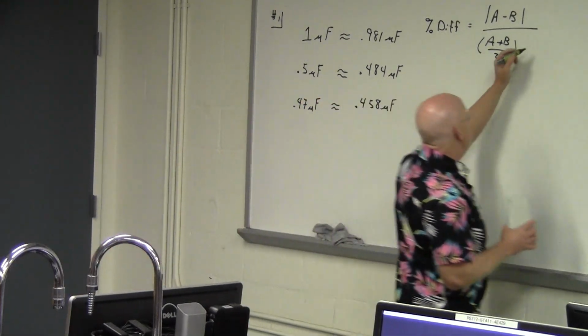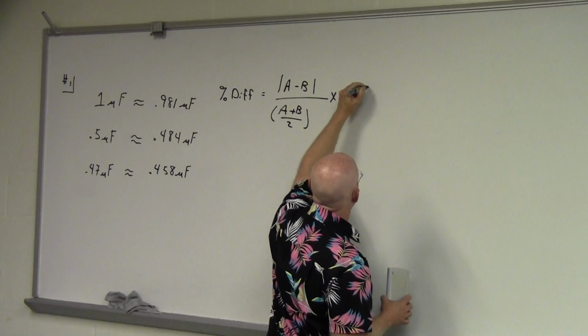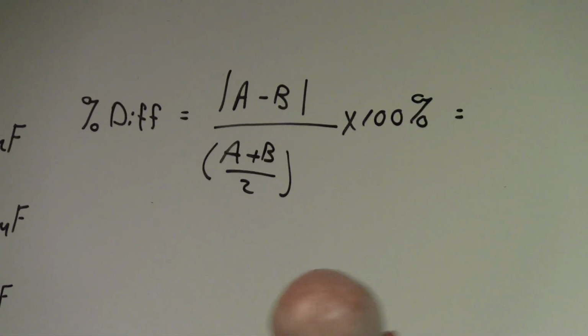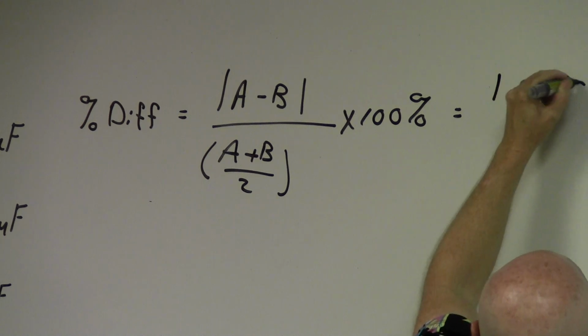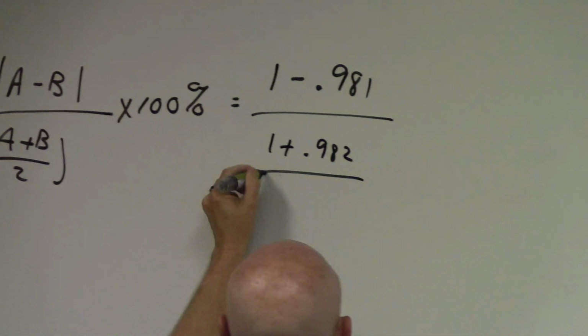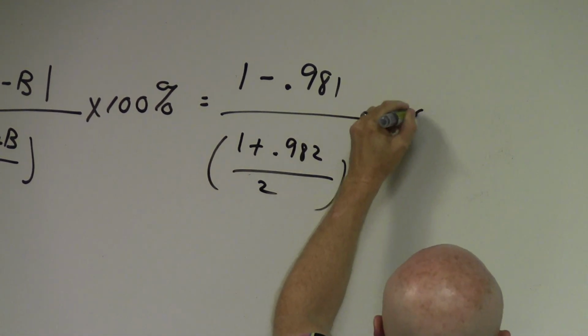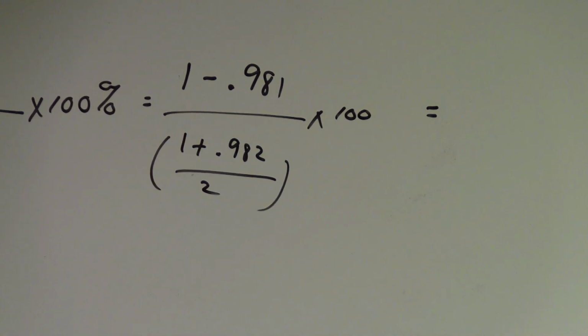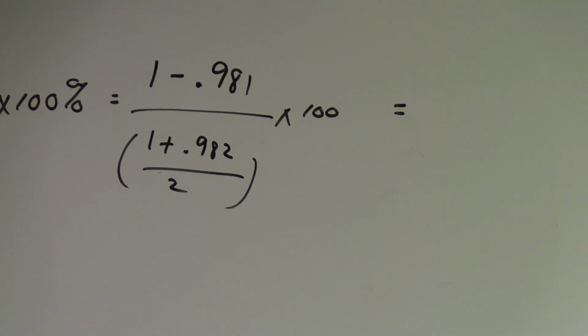Now to make it a percentage, we would say times 100. So in this case, I would have something like 1 minus 0.981 all over 1 plus 0.981 divided by 2, multiplied by 100. All right, so if I grab my calculator, the 1 minus 0.981 is going to be in the numerator. That's 0.019. And down here in the denominator would be the 1.982 divided by 2, which is 0.991.